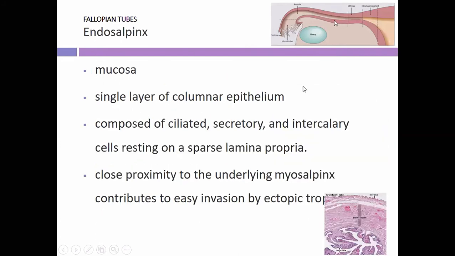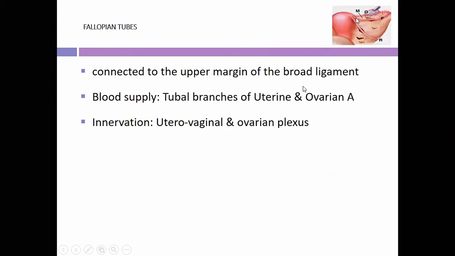Now, the endosalpinx or the lining epithelium is composed of columnar ciliated cells, and it is also of the secretory type. Now, this endosalpinx, the lining epithelium of the fallopian tube, unlike the other structures, has no submucosa. It is in contact directly with the muscle, and it also plays a role in cases of ectopic pregnancy.